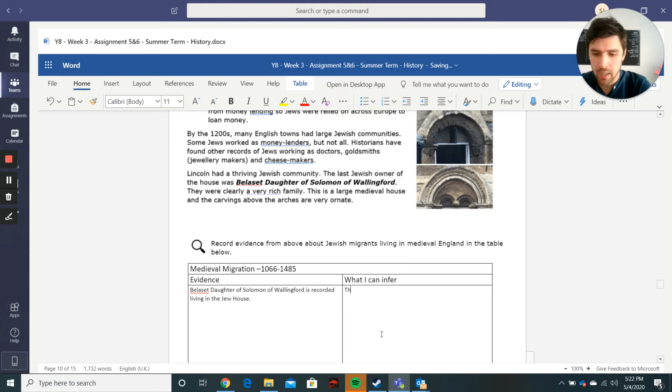Well, there was a rich Jewish community in Lincoln because that was an expensive house, for example. Okay? So simple. That's all you're going to do. Just record information from this text above. 2-3 minute job. Pause the video here, do that now.